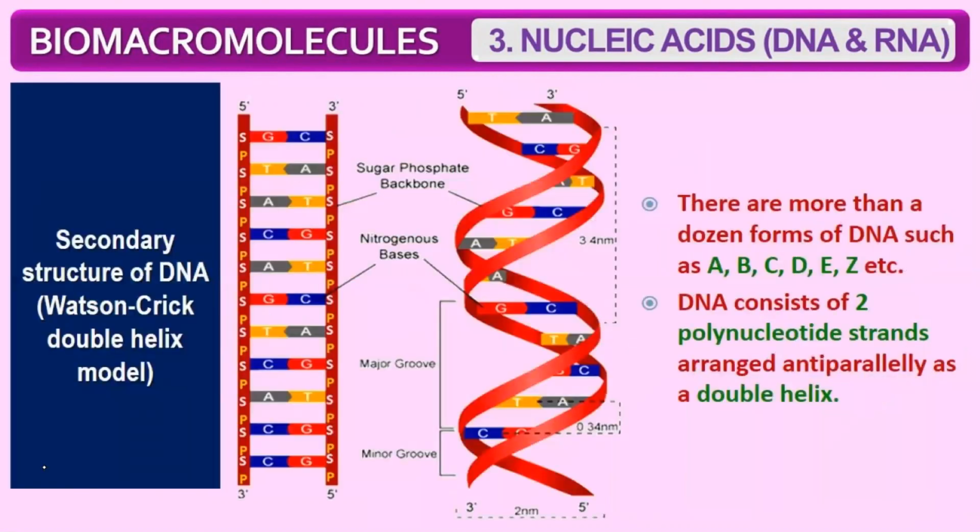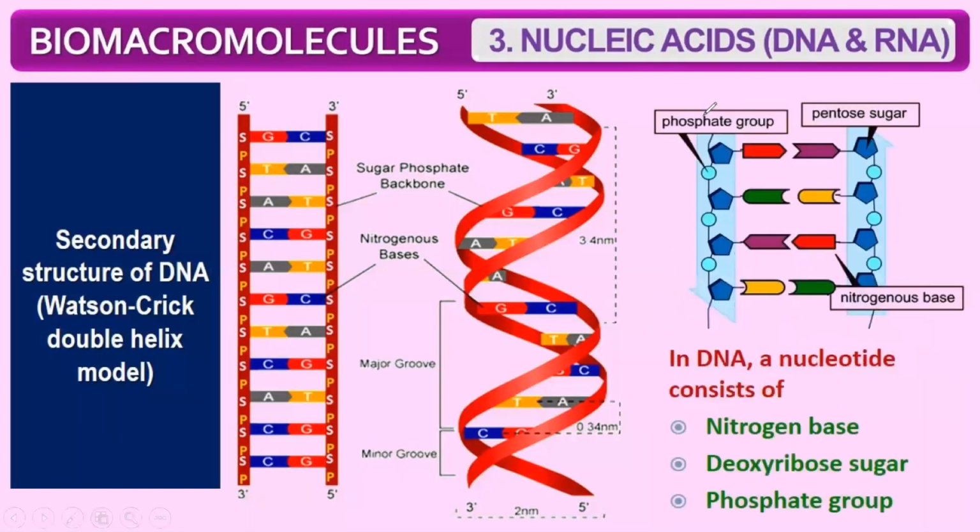The secondary structure of DNA was given by Watson and Crick, and that is the double helical model. There are more than a dozen forms of DNA such as A, B, C, D, E, Z, etc. DNA consists of two polynucleotide strands arranged anti-parallel to each other. Here you can see one is running towards the 5' to 3' end and the other one is running towards upstream. So they are both anti-parallel to each other.